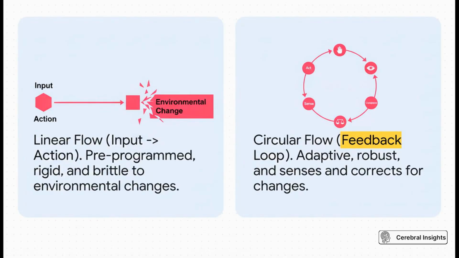And this is where we see a huge mismatch between that open loop design and the messy, chaotic reality that agents have to operate in. Open loop systems are just incredibly rigid and brittle. If an API endpoint changes or a website layout gets updated, the whole plan just breaks. A closed loop system, on the other hand, is completely different. It works in a circle, a feedback loop. It takes an action, then it senses the result of that action, it compares that result to its goal, and then it intelligently corrects its next move. It's adaptive, it's robust, and it's all because it's using feedback.